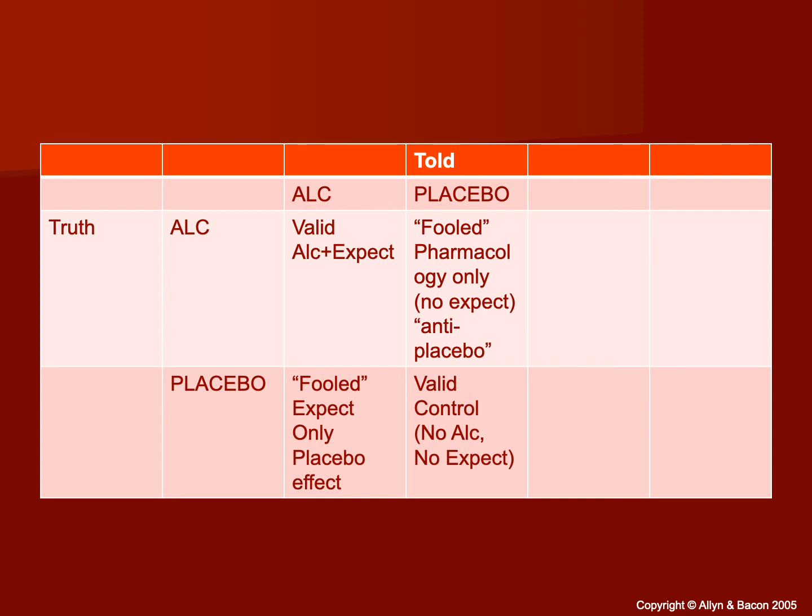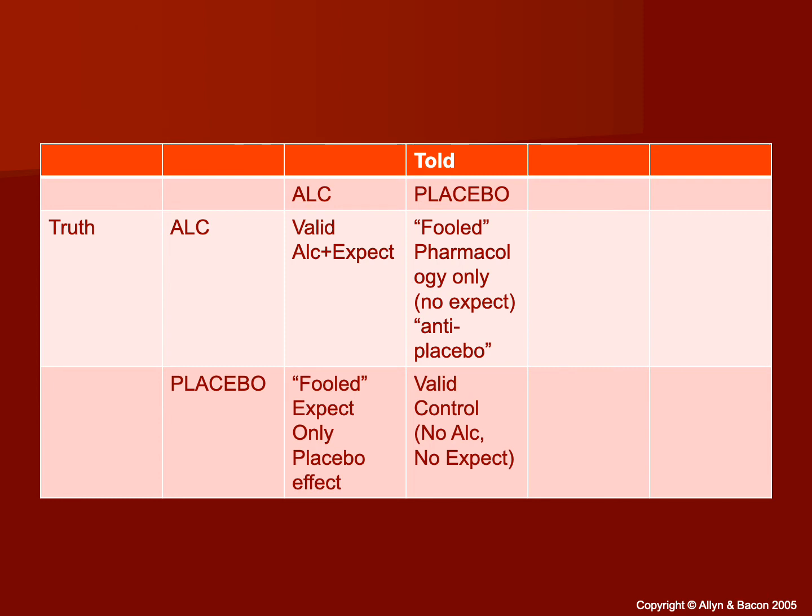In contrast, now we've got folks who were told they were going to get alcohol, but they didn't get any. And this is going to be expectancy only, right? They're fooled, but they're fooled in the sense that they're expecting alcohol, don't get it. This is the classic placebo effect. And this will tell us what is essentially the expectancy, what happens when people think they've gotten alcohol, independent of the pharmacology. And then finally, the other valid control, no alcohol and no expectation.